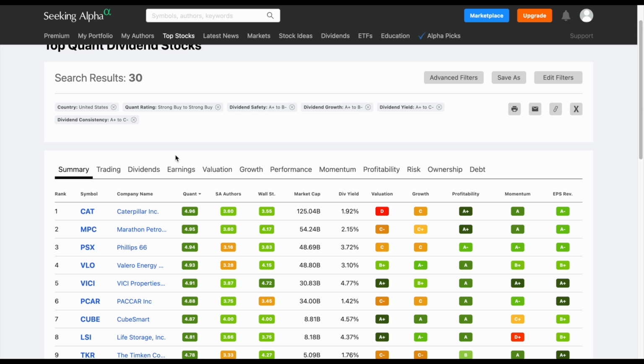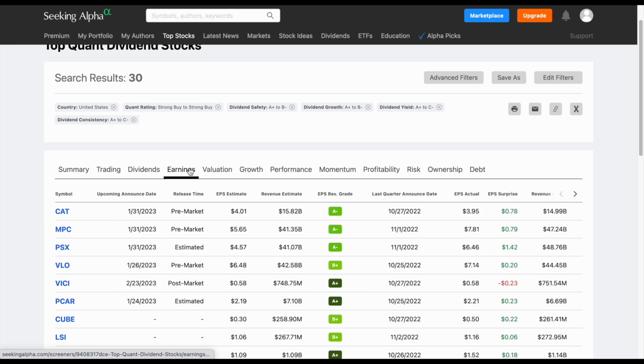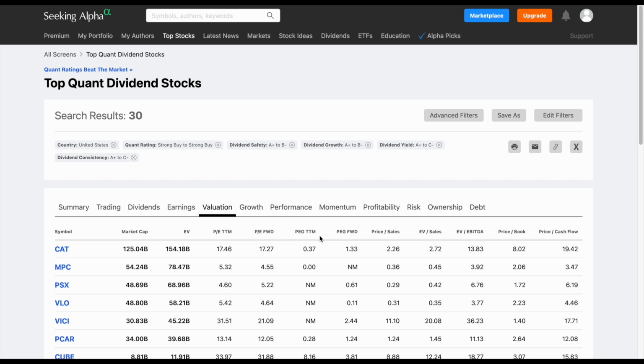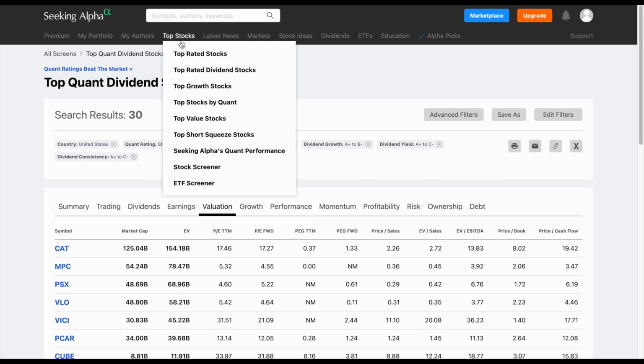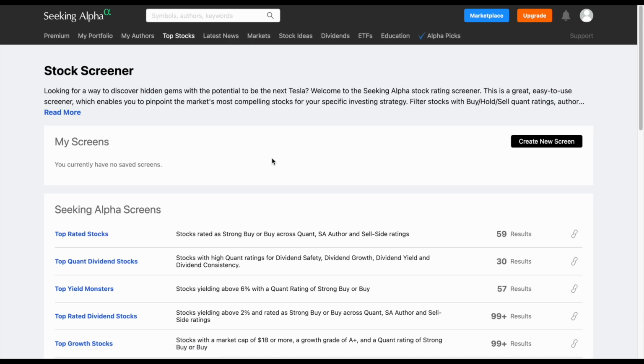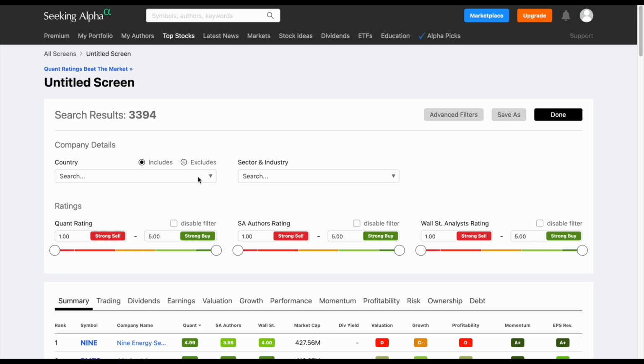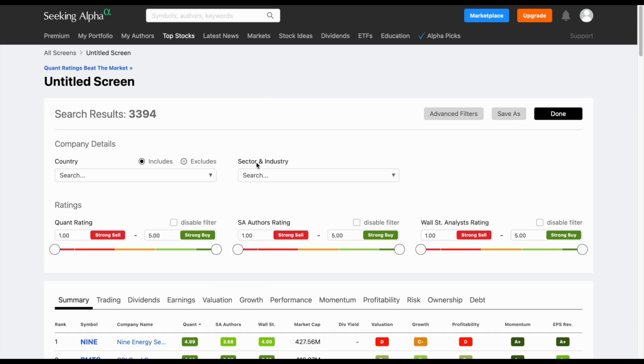And again, we can see things like the dividends for these companies, their earnings, their valuations. It's going to give you just a whole lot of data all in one place. So that's a really cool feature. Let's say we want to look at the stock screener. We can come here and click on this, and we can create a new screen to screen for stocks. So if I click here, you can see there's lots of different ways to screen for new stocks right here.